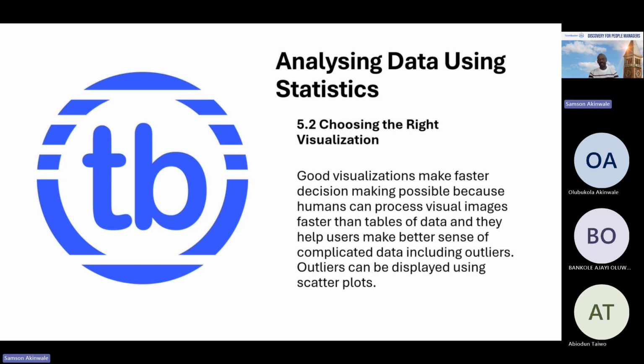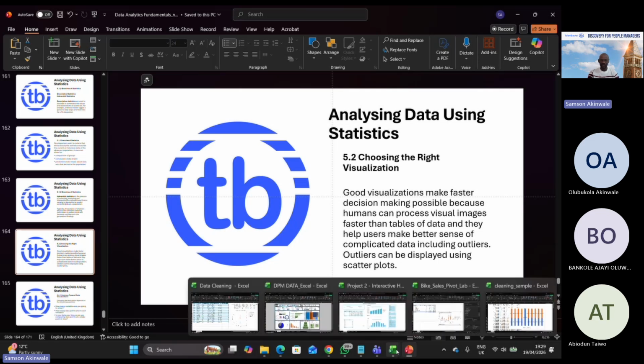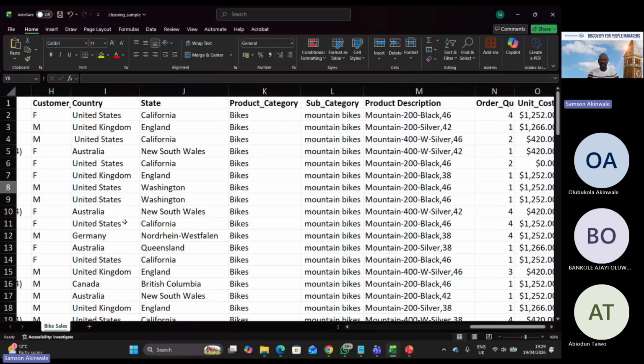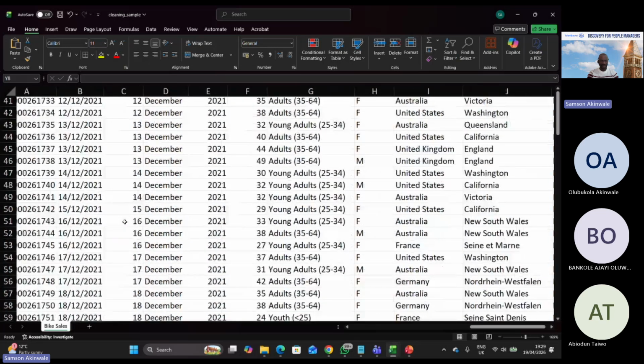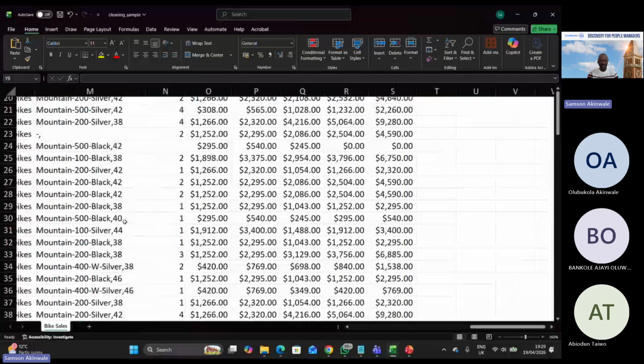Good visualization makes faster decision making possible because it aids understanding, and humans can process visual images more quickly than a table containing data. For instance, imagine seeing this chart I just showed and comparing it to seeing this data. You cannot easily make sense out of this data, even though it is not hard to understand.